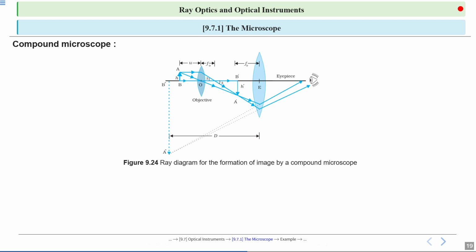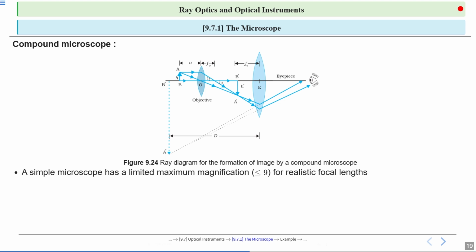Okay, now in this diagram you can see the object is placed in front of the objective lens. Okay, the image is formed, A dash B dash. Now this image will act as an object for the second lens, and the second lens will form the final image.